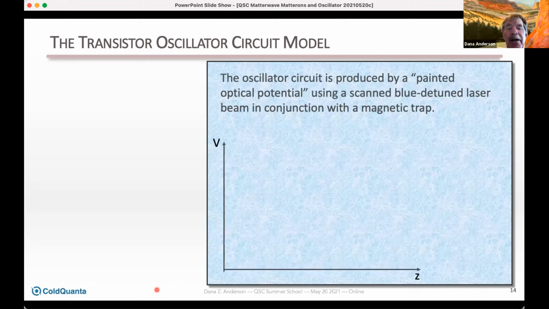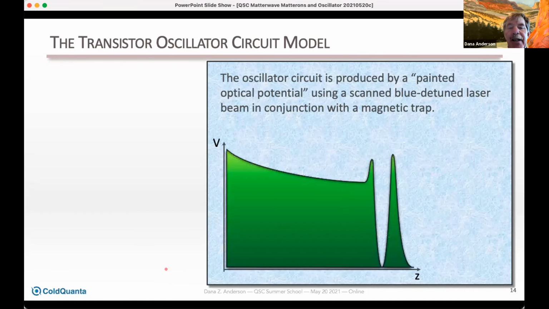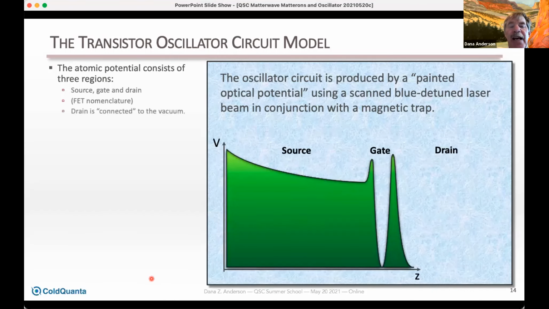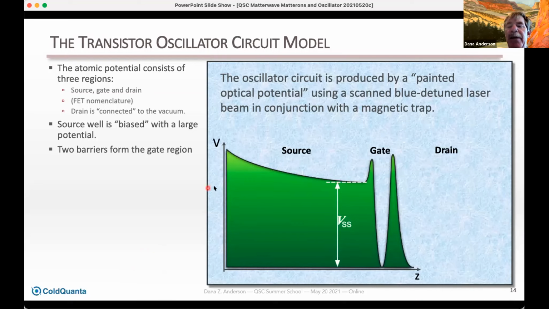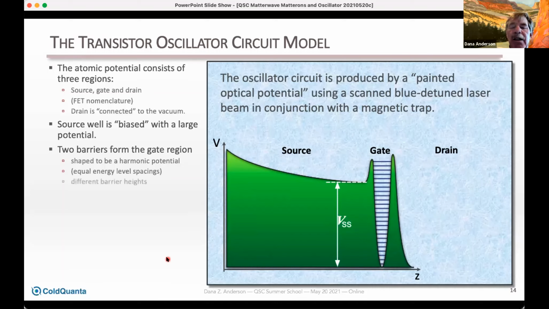Now, let me go in a little bit more detail about what this potential looks like. I've already said it once, but to go in a little bit more detail, 3 regions: a broad source region, FET nomenclature. So we say source, gate, and drain. Source has the battery. The drain is just coupled to the vacuum. And the source well is biased, as I said, with a large blue detuned laser beam that sweeps over, lifting up the atomic potential. And these 2 barriers, as I said, are formed by blue detuned laser beams, but we carefully shape things so that the quantized energy levels of the gate are approximately equally spaced, meaning that the gate well looks like a harmonic oscillator, at least when you have low enough energy.